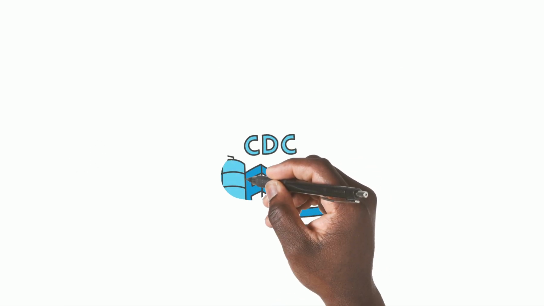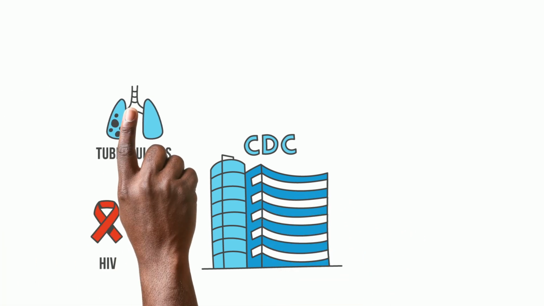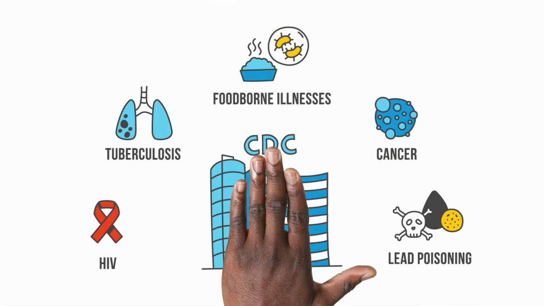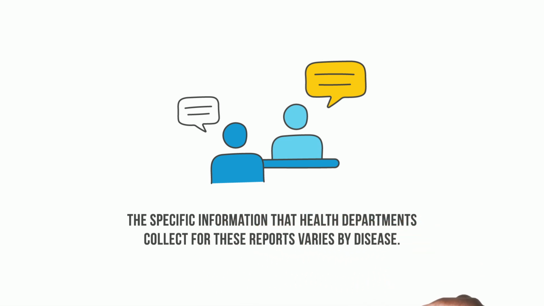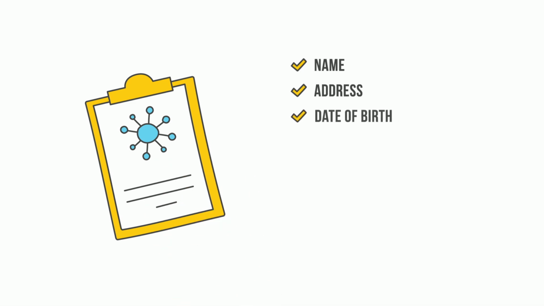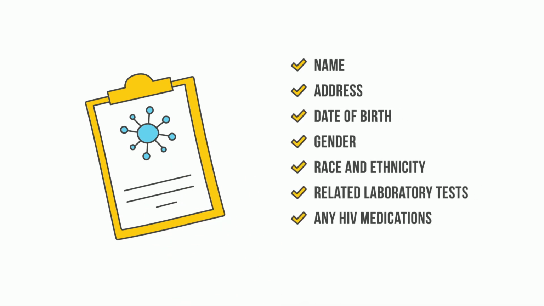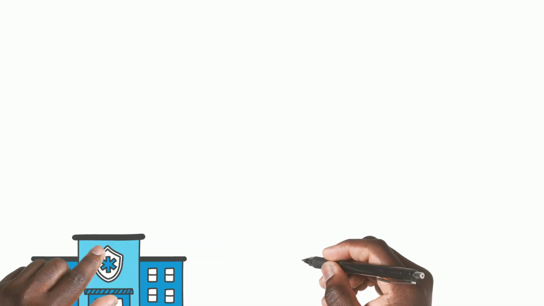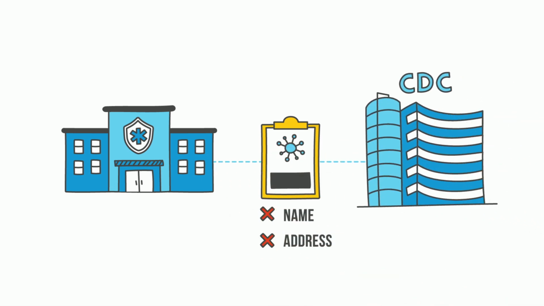The CDC receives reports on HIV and dozens of other reportable infections and conditions, such as tuberculosis, foodborne illnesses, cancer, and lead poisoning. The specific information that health departments collect for these reports varies by disease. For HIV, it includes name, address, date of birth, gender, race and ethnicity, related laboratory tests, any HIV medications, and behaviors related to how HIV is transmitted. Health departments remove names and addresses before sending this information to the CDC.